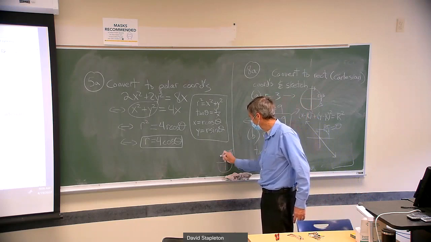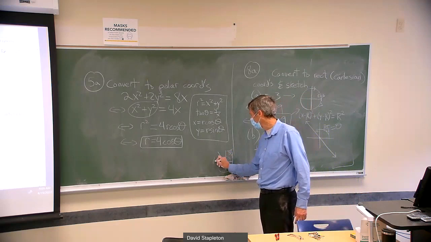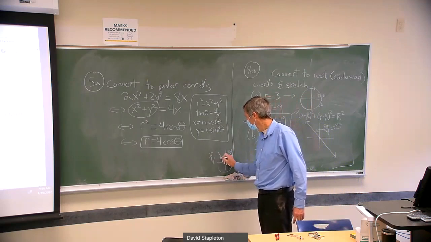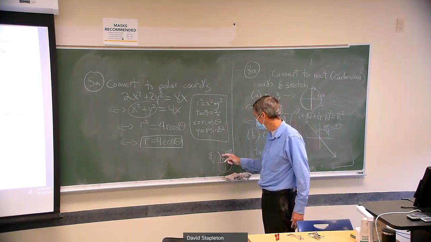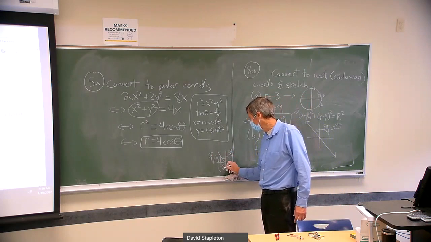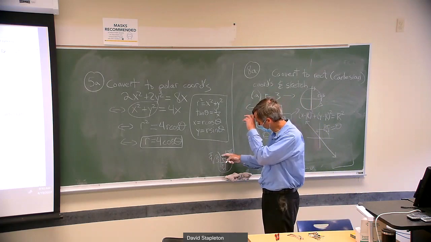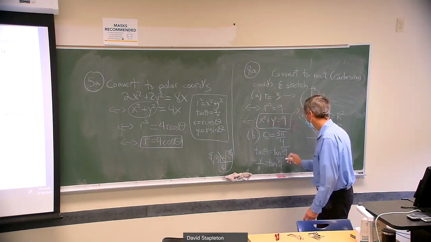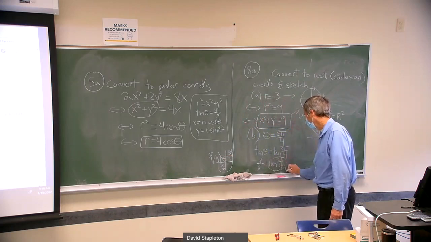What's the tangent of that angle? Well, this is pi over 4, right? So the tangent is this side over this side, square root 2 over 2 over minus square root 2 over 2. All right, and so the tangent is minus 1 from the unit circle.